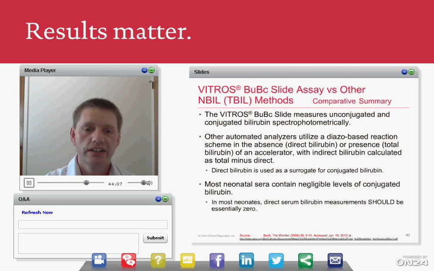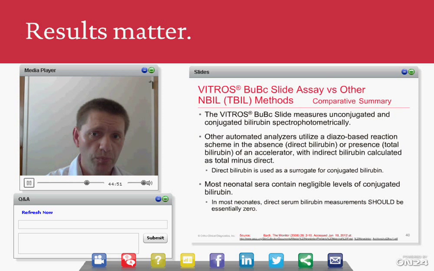So here's a summary of the VITROS BBC slide versus other methods. It measures unconjugated and conjugated bilirubin spectrophotometrically, whereas other methods use diazo-based chemistry, either in the presence or the absence of an accelerant. In the absence of an accelerant, that would be a D-bill assay, and in the presence of an accelerant, you'd have a T-bill assay. Direct bilirubin is used as a surrogate for conjugated bilirubin, but it does so with less than perfect specificity. I'll be talking about that again a little bit further in a minute.